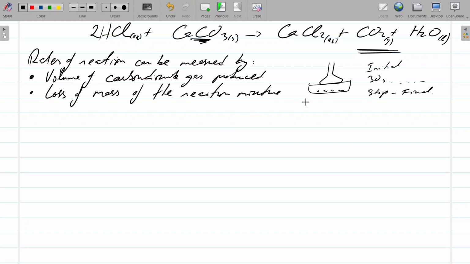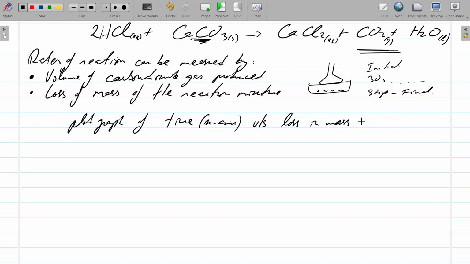And so you plot a graph, as you saw, of time on the x-axis versus loss in mass on the y-axis. You can do this for the lump versus the powder, and you're focused on how quickly it happens, so you're noticing that time factor. Is this clear?